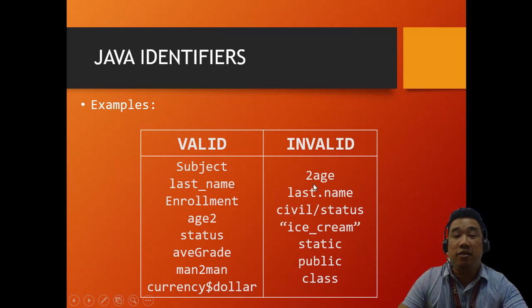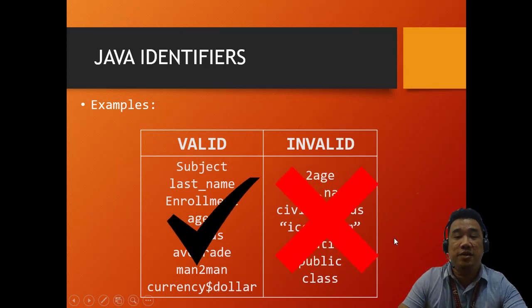So for the invalid, we have 2age, no? Since it started with a number, and last name, so we can't use a period, guys. Civil status, we can't use this symbol. Also, ice cream here is valid, but it has a double quote so it can't be used. And static, public, and class cannot be used since these are Java keywords.